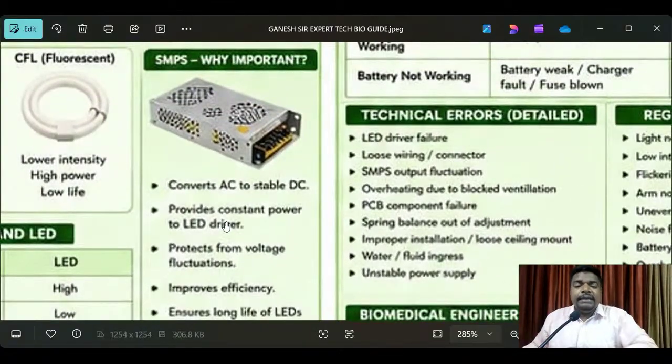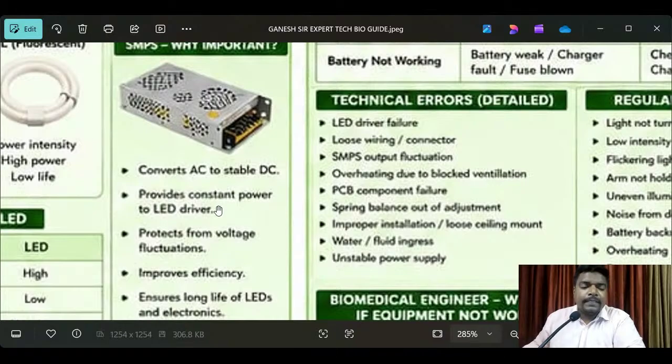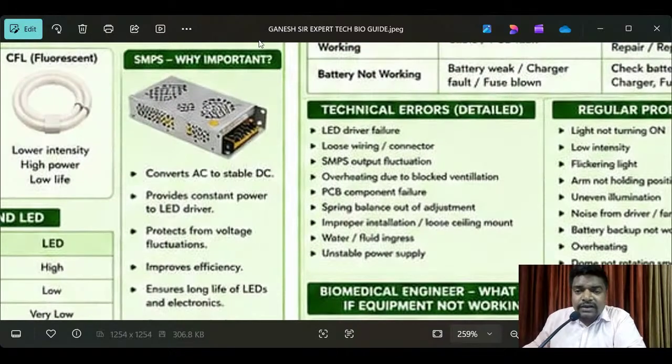Here I'm going to tell you why SMPS is important. See here, these are the points. What is available in an OT light? Those things only I'm going to share here. Now I'm discussing the OT department, the operation theater department, for surgical light purposes. I'm giving pin to pin points to help you become a specialist and perform your services in your work area. Now, why is SMPS important?